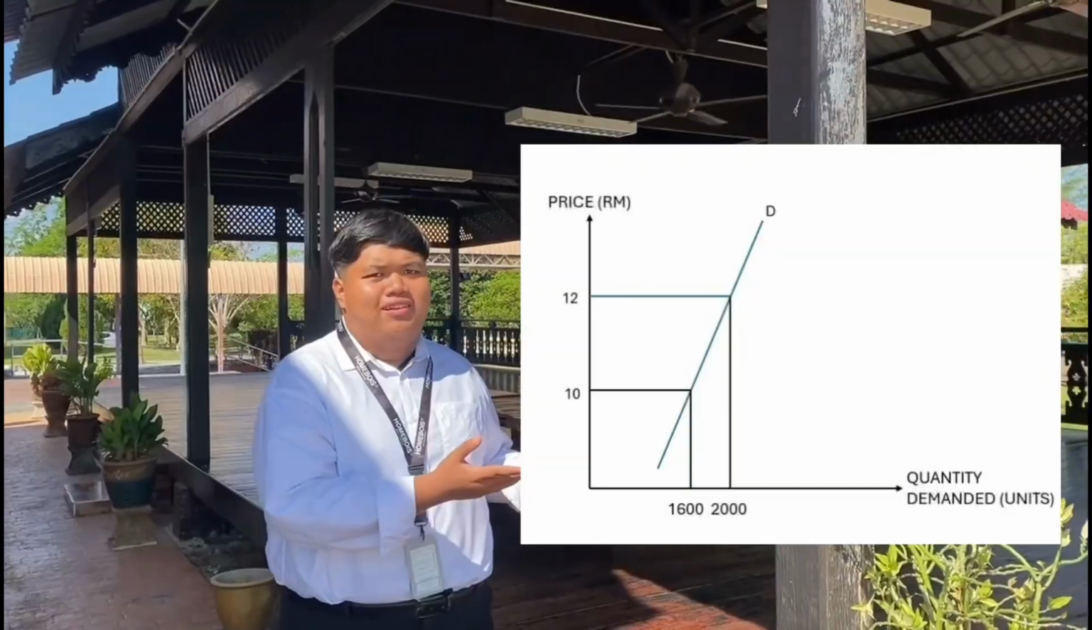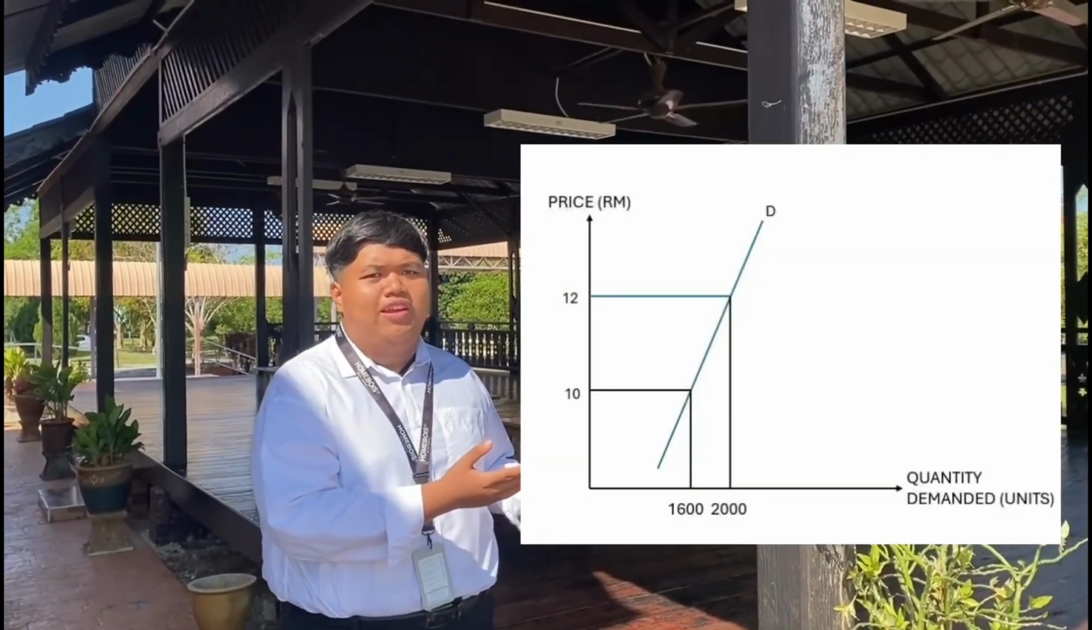Now, let's move to question B, where we analyze the demand curve. As you can see in the diagram, when the price is decreased from 12 ringgit to 10 ringgit, the quantity demanded increased from 1,600 to 2,000 units. This movement along the demand curve from point A to point B shows the law of demand. As price falls, quantity demanded rises, assuming other factors remain constant.